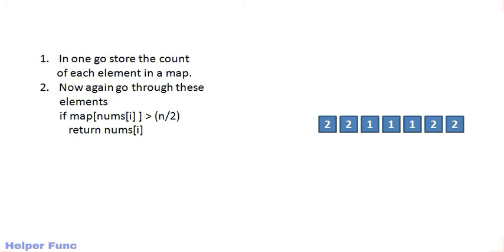Now another approach is, in one go, we store the count of each element in a map. Now again we go through these elements, and if map of any element is greater than n by 2, we will return that element. Here nums of i represents the element of the array. Let's say for this example, I have gone through each and every element and stored its count in a map. Thus, after the completion of the loop, map of 1 will have 3 and map of 2 will have 4, which represents nothing but their count.